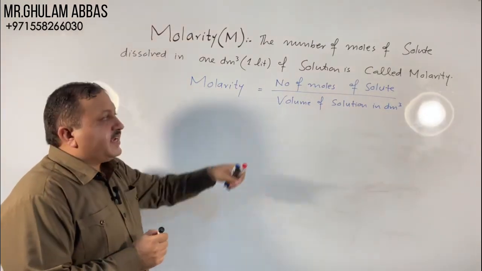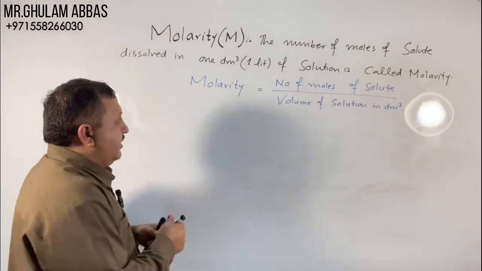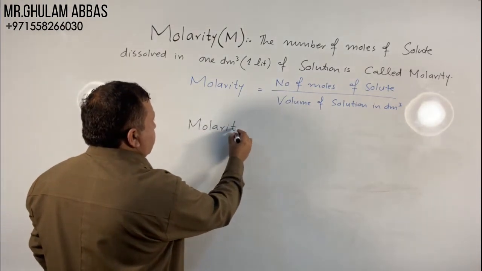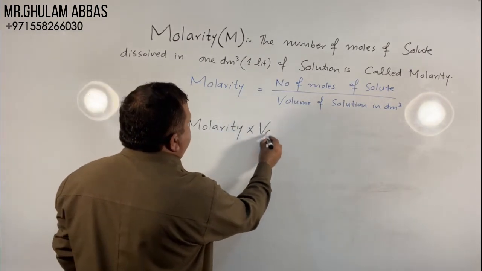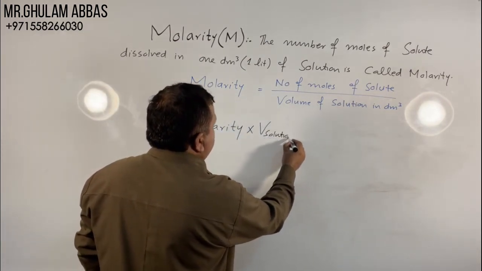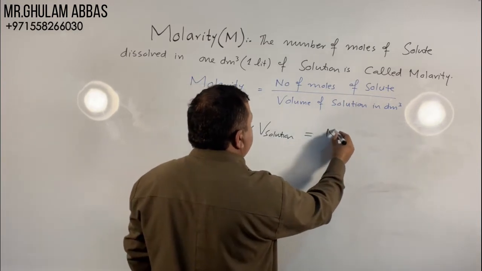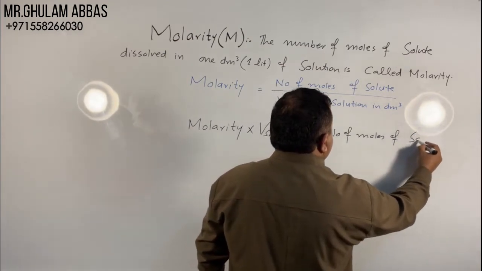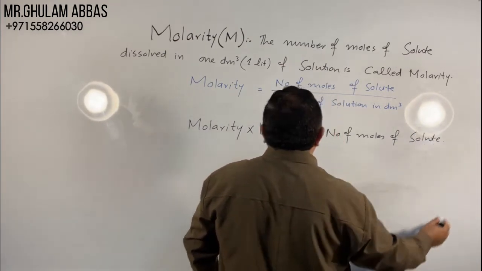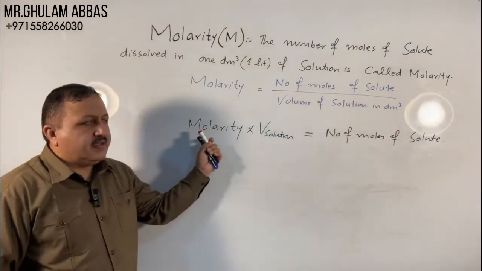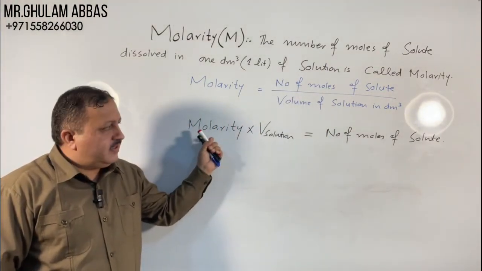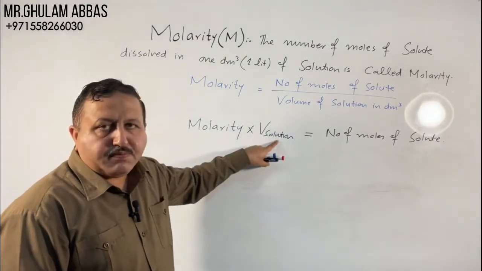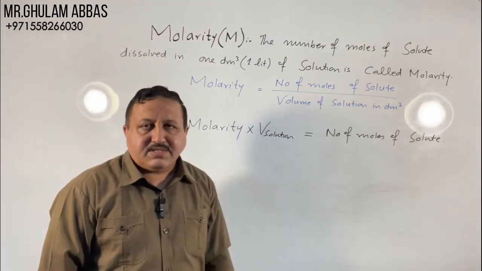From this formula, we can calculate the number of moles. Molarity multiplied with volume of solution is equal to number of moles of solute. If molarity is given in the numerical and volume of solution is also given, which should be in dm cube, we can calculate the number of moles.